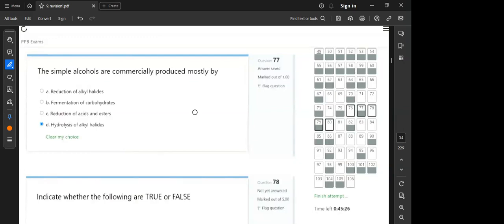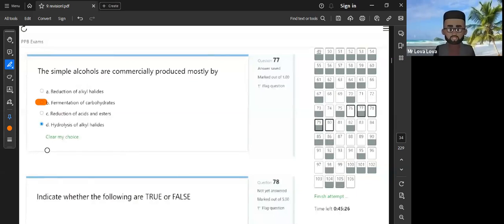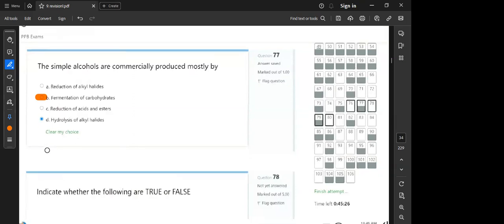Someone said hydrolysis. But okay, these things should be marked. So mainly by fermentation of carbohydrates. But according to Google, 90% of the world's alcohol is made that way. Commercially produced, it is through fermentation. Yes, through fermentation.